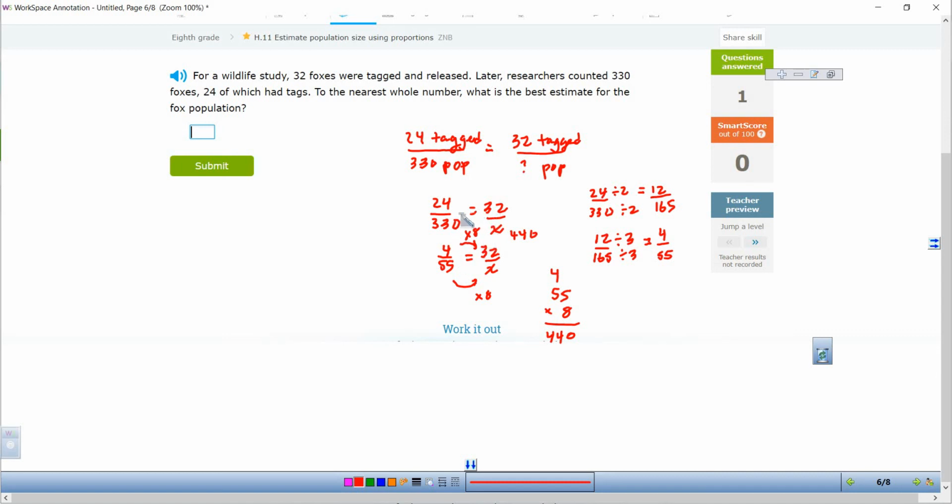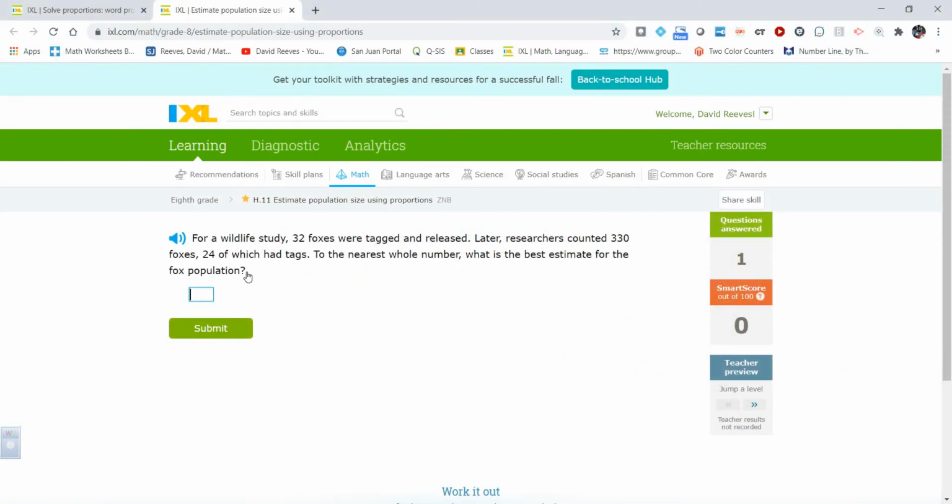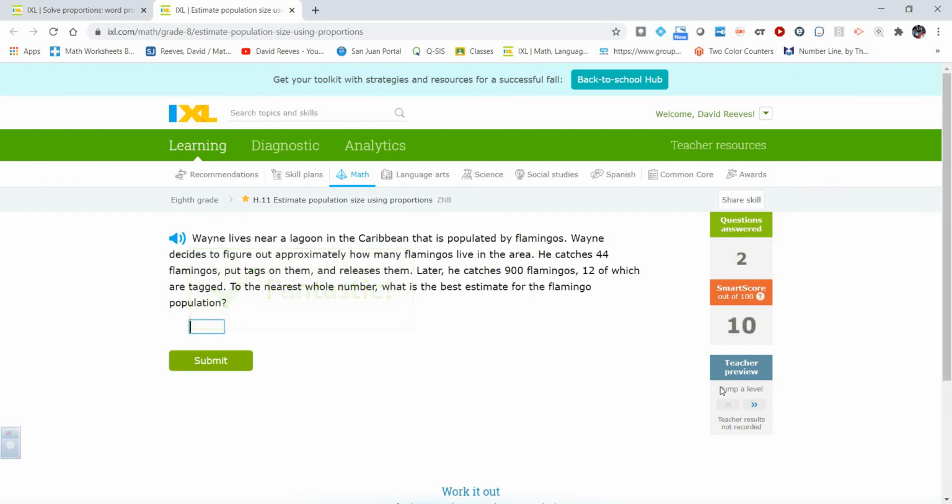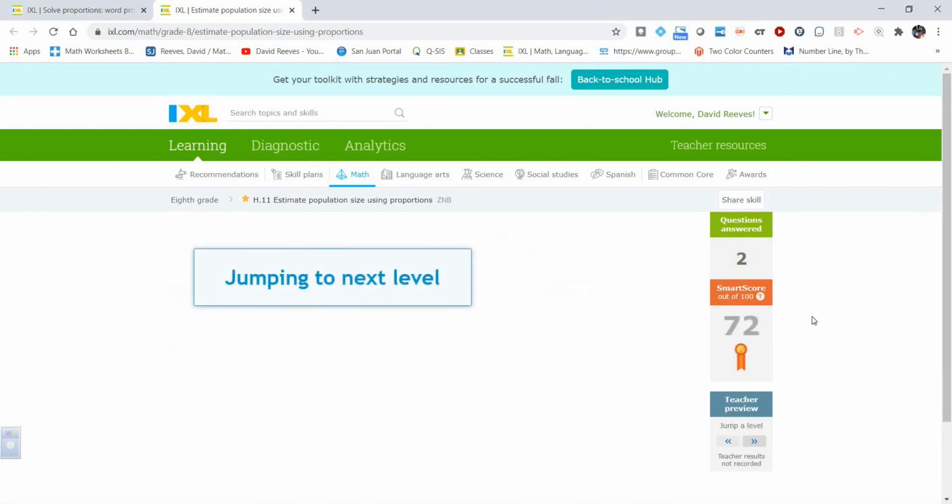That makes sense, doesn't it? 440 for 32, because 24 is 330. Those are all equivalent to 4 over 55. I'm feeling much more confident in this answer. 440. And would you look at that? Phantasmic. All right. Is there another level here?